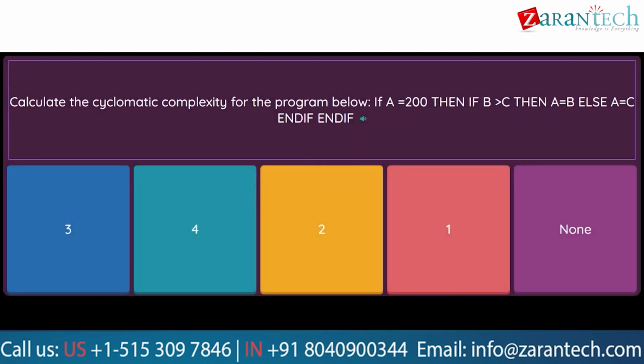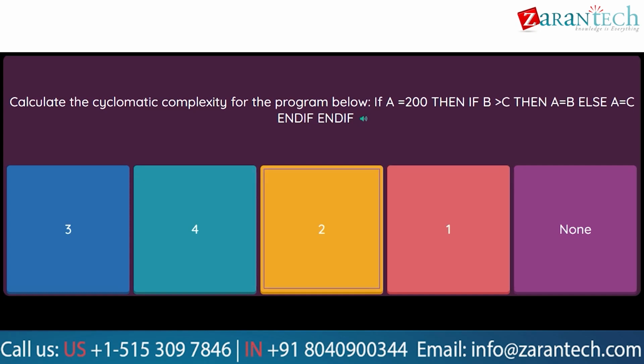Question, calculate the cyclomatic complexity for the program below. If A equals 200, then if B > C, then A equals B, else A equals C, end if. Option 1: 3. Option 2: 4. Option 3: 2. Option 4: 1. Option 5: none.